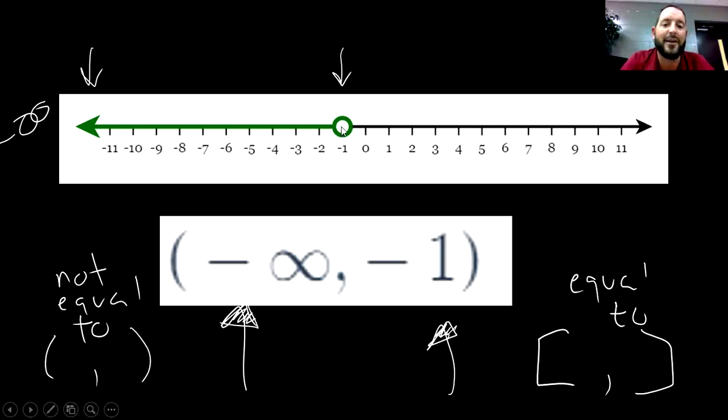-1. I don't quite arrive at -1. It's not included in those values. So again, it is a parenthesis. Okay, brackets if it's equal to, parentheses if it's not equal to.